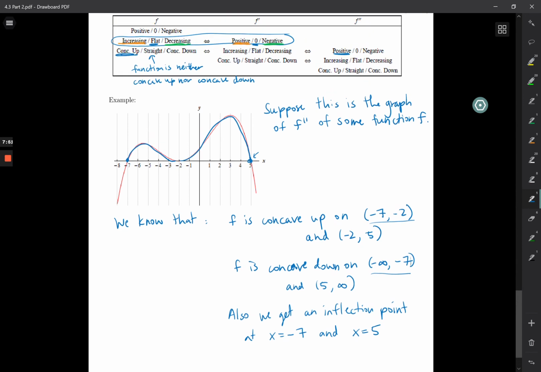Another thing that we could say is that on the intervals where this is positive, so from -7 to -2 and -2 to 5, we know that the derivative is increasing. So where the second derivative is positive, the derivative is increasing and the function is concave up, right? So that's what we could read off of this chart.